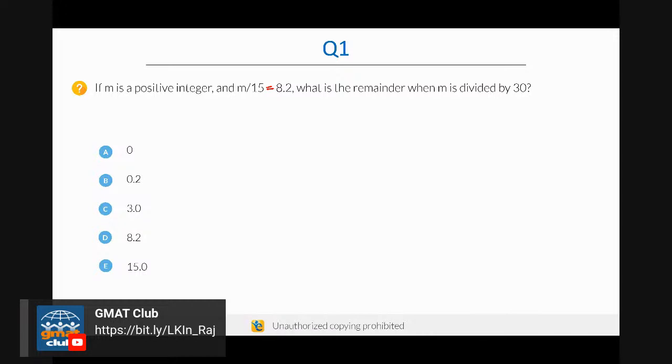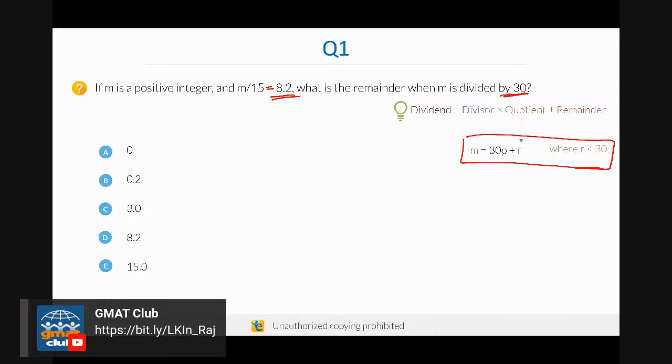So again, application of the remainder equation, a slightly more sophisticated application. What we have to do is find the remainder when m is divided by 30. We're given this in a decimal form. Again, the expression is very similar. We have to express m as 30p plus r.